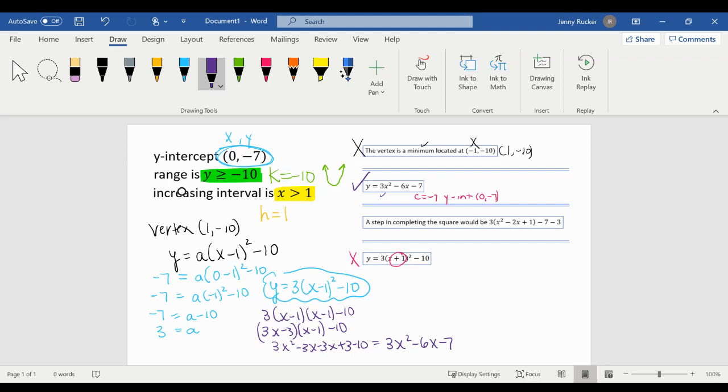So it says a step in completing the square would be to do 3 times x squared minus 2x plus 1 minus 7 minus 3. Let's see if that's actually equivalent to our vertex form. If I rewrote this, that would be 3 times x minus 1 squared. And then if I combine this, that would be minus 10. And that's a match. So this would be a step in completing the square.